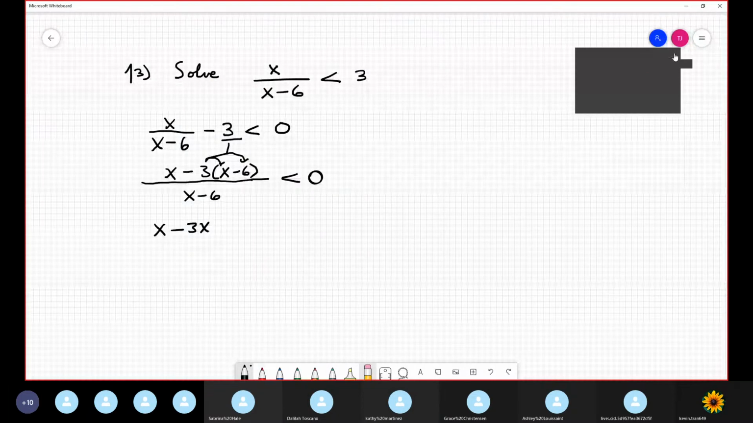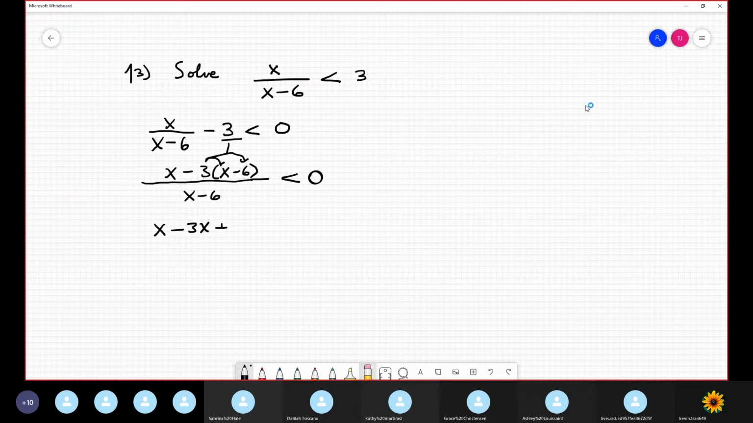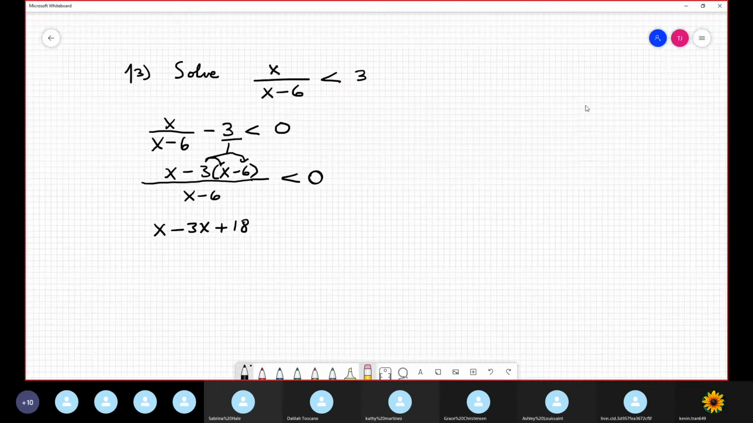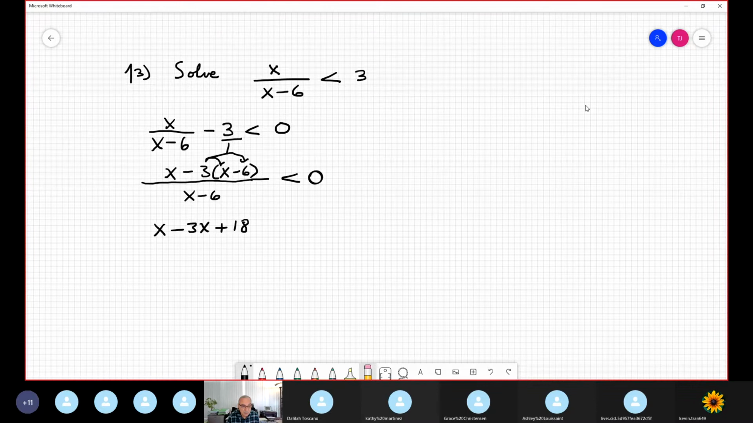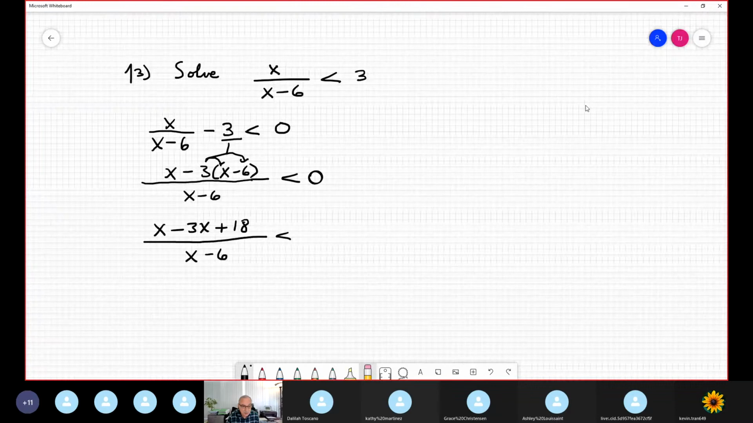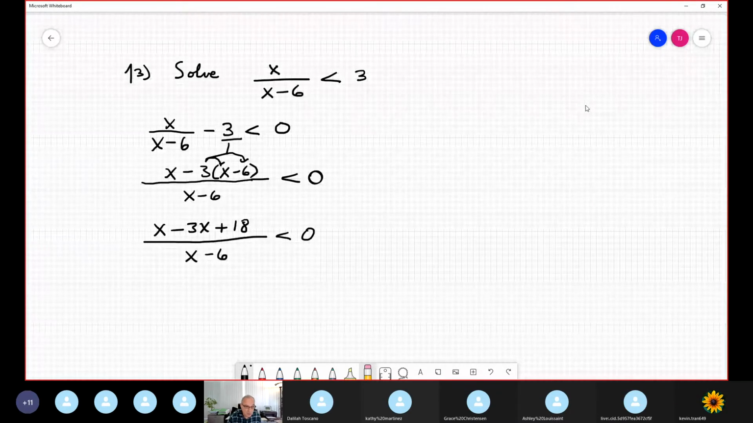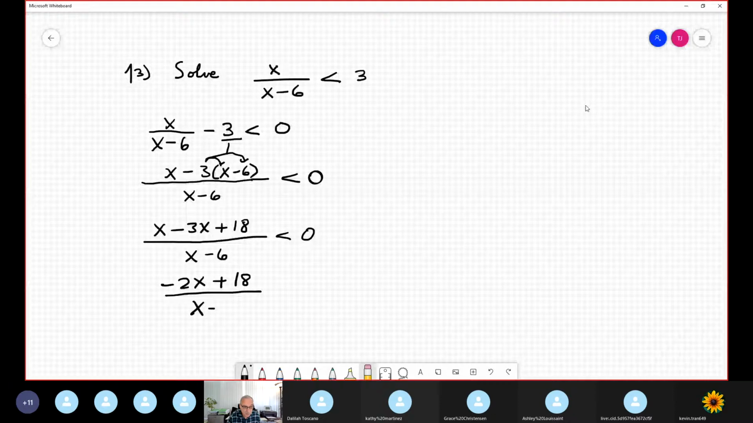This background, sorry. Entonces, plus 18. Minus 3 times x, minus 3x. Minus 3 times minus 6, plus 18, divided by x minus 6, less than 0. Okay, now we combine. Entonces, negative 2x plus 18 over x minus 6.